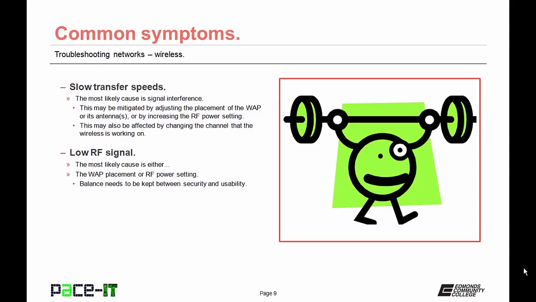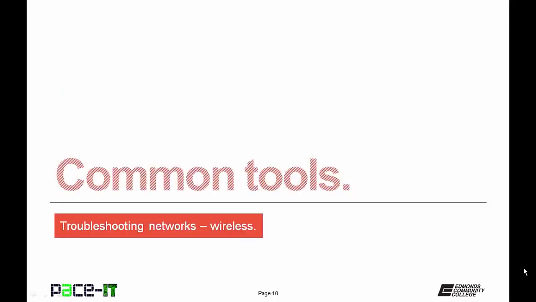Now, if your network is experiencing low radio frequency signal, well, then the most likely cause is, guess what? WAP placement or your RF power setting. You can adjust the placement of your WAP to increase the signal strength to your device, or you can turn up the power. If you turn up the power, one of the things that I will caution you about is that a balance needs to be kept between your need for signal strength and security. If you turn up the power or adjust the WAP placement so that your signal strength goes beyond your walls, then your wireless network is a little less secure.